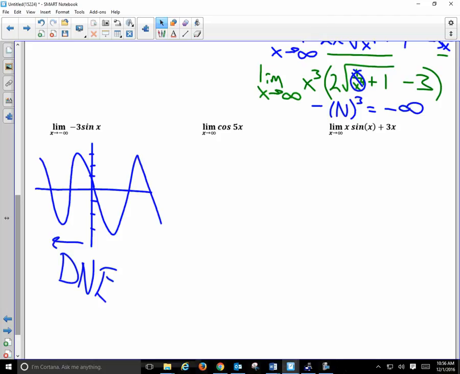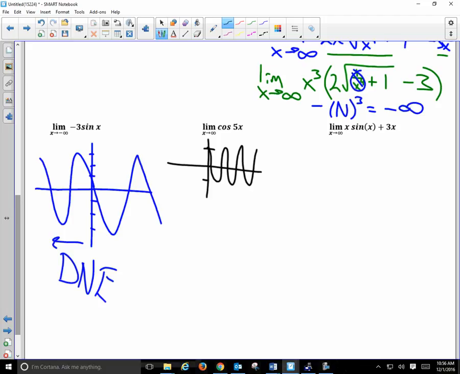Cosine of 5x, what's the amplitude? Just 1. And it might be horizontally compressed a little bit more because of the 5. The fact is, as you go to infinity, this still bounces back and forth between what 2 values? 1 and negative 1. Does it ever zero in on something? Zero in is probably a bad phrase, but the idea that it starts to hone in on one value, and it does not. So the limit does not exist.